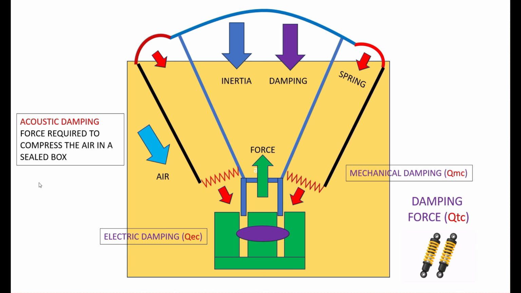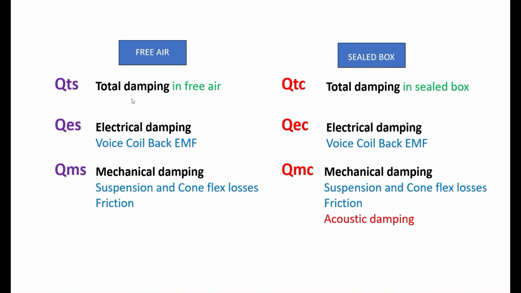But when the air is trapped in a sealed box, then there's a certain level of compression, as we talked about before, and it acts like an air spring, right? And that obviously, the amount of air spring is determined by the size of the box. But when you look at free air, we have the electrical dampening, the back EMF, and we have the suspension and cone flex losses and the friction on the mechanical side, to give us a total QTS.